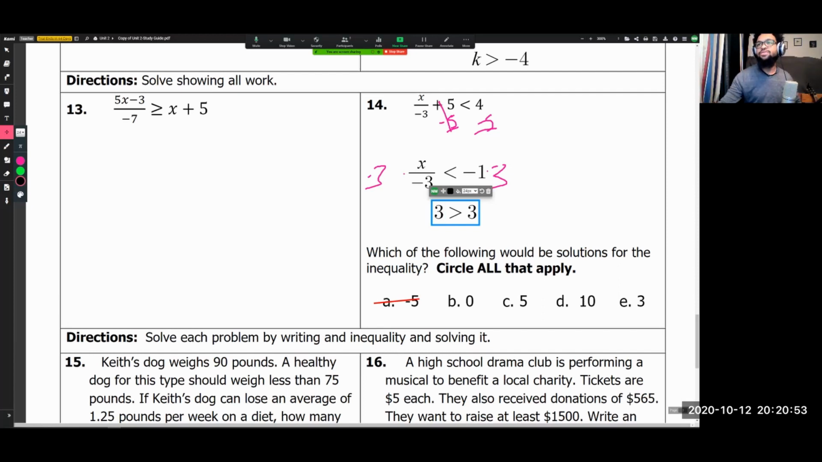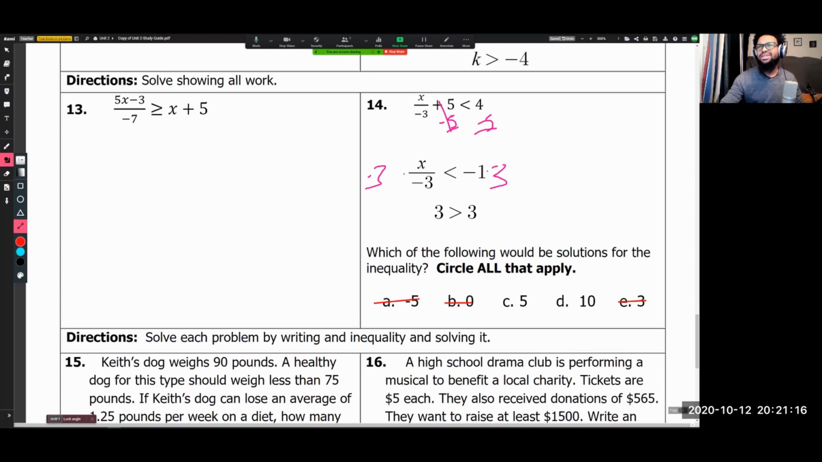Is it greater than 3? It is not greater than 3, so that one is incorrect. 3 is equal to 3, not greater than 3. In order for this statement to be true, it has to be completely true. If this said greater than or equal to, that would work, but it doesn't. So just make sure the statement is absolutely true, completely true.